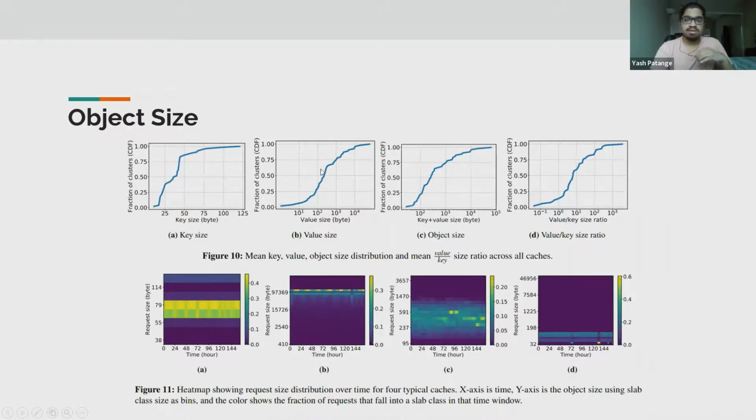Figure B shows that the mean value size falls in the range from 10 bytes to 10 kilobytes, and 25% of the workloads show value size smaller than 100 bytes, and the median is around 230 bytes.